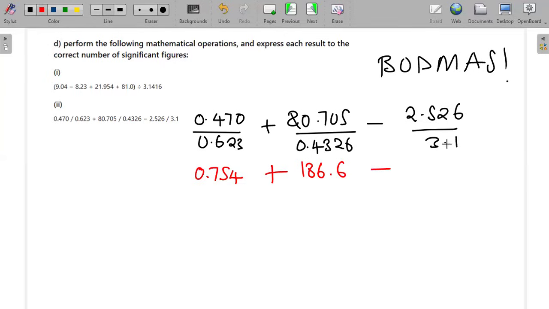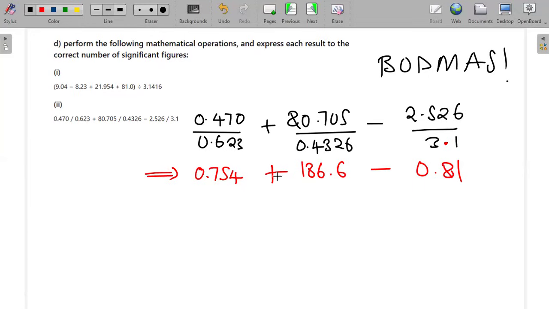Then minus here, the one down here has two significant figures. This one has 4. So it means the answer should have 2. So 2.526 divided by 3.1 gives me a very big number on my calculator, but I'll only write it to 2 significant figures. So that would be 0.81. Okay, I'm done with the division. I go to the subtraction and the addition. You can do them in any order.